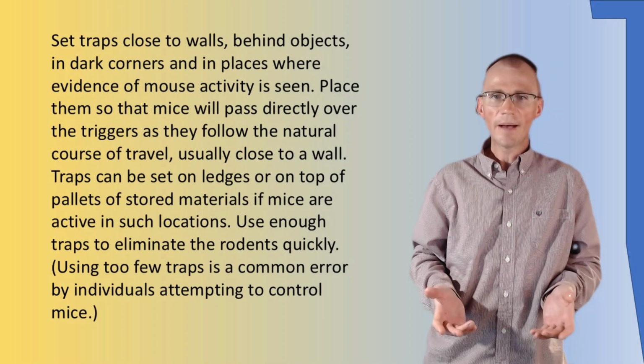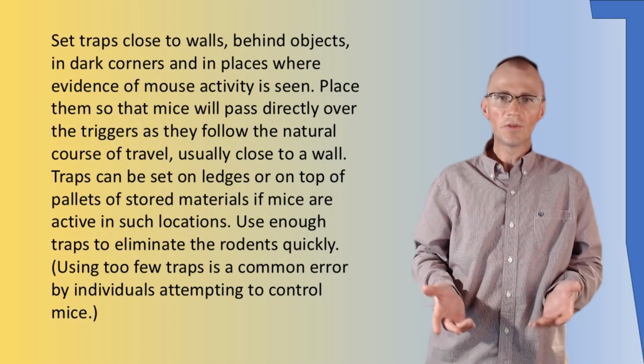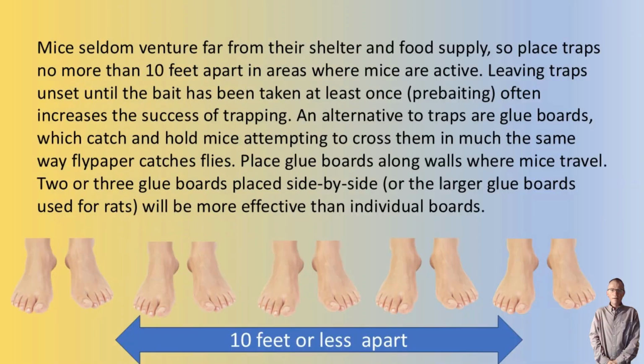Using too few traps is a common error by individuals attempting to control mice. Mice seldom venture far from their shelter and food supply, so place traps no more than 10 feet apart in areas where mice are active. Leaving traps unset until the bait has been taken at least once, pre-baiting, often increases the success of trapping.